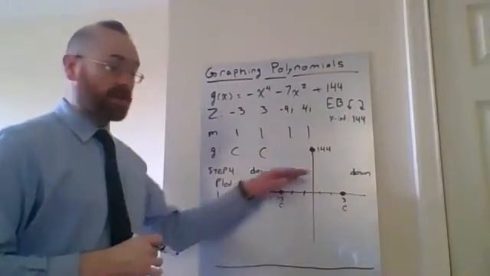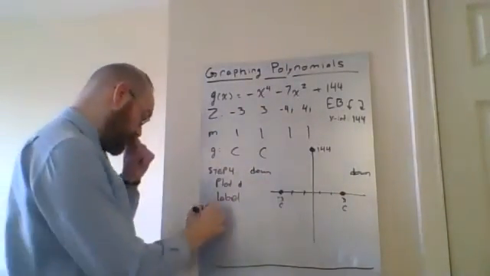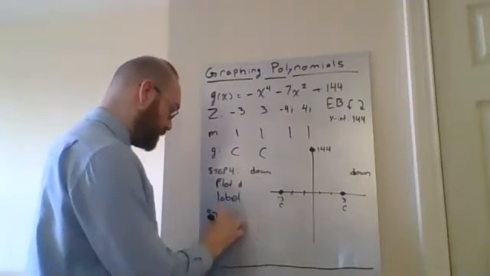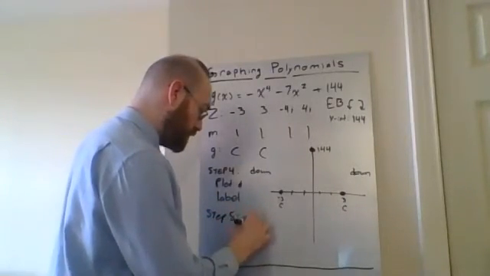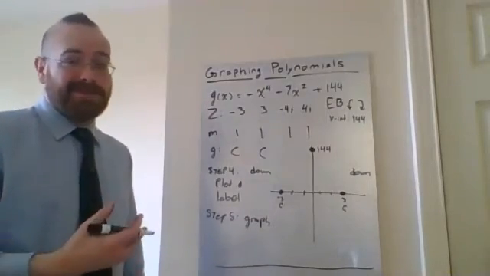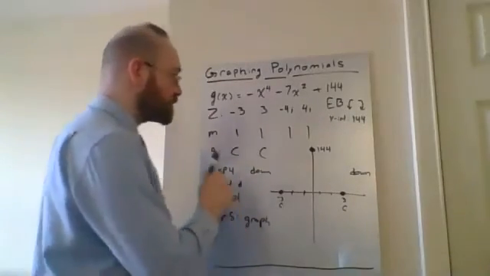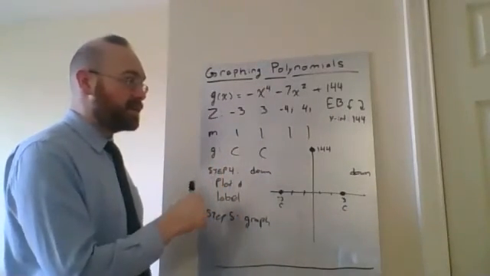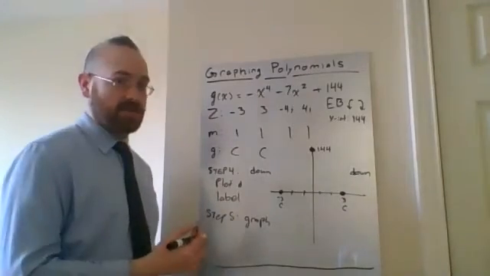Now I have plotted our points and labeled everything. Step 5 is actually drawing in our graph. This is my favorite part. Even though I think factoring tends to be more fun because it's more like solving a puzzle.